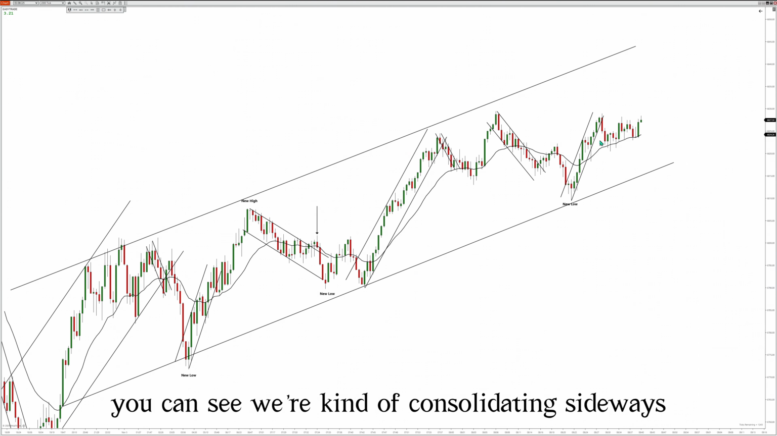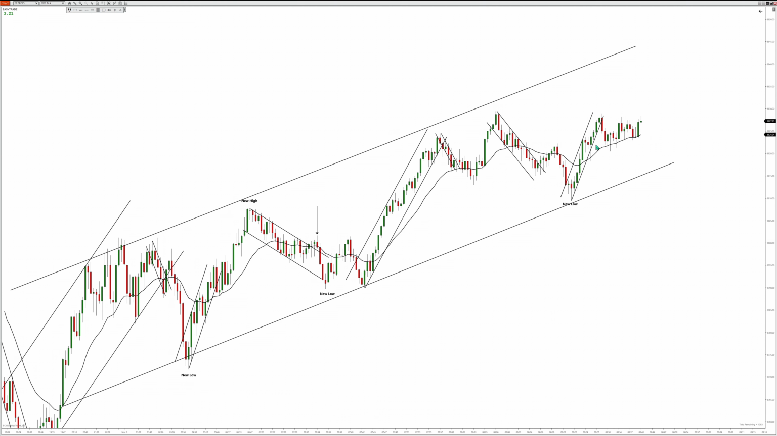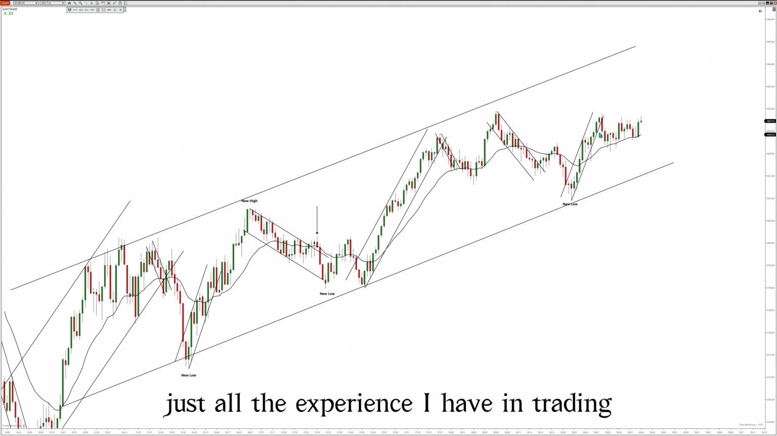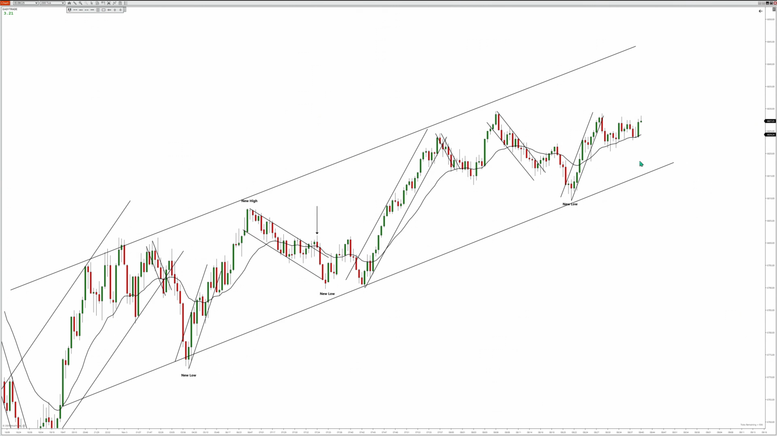You can see we're kind of consolidating sideways. We are staying above the EMA, but I don't know. Just all the experience I have in trading, it's best to just stay away from areas like this. It can go either direction.